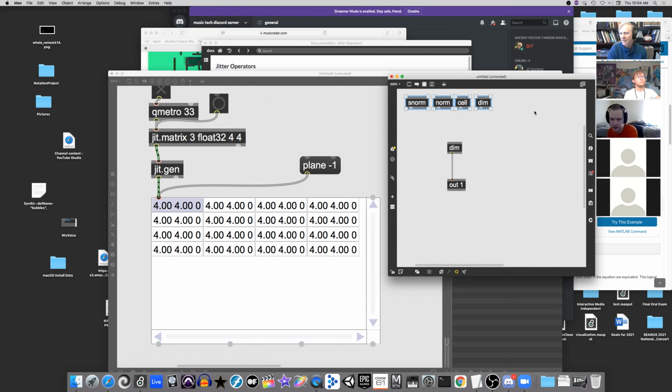Cell is the index of the cells, rather than the contents. It's the column and row number, and of course when we start talking about more dimensions than 2, it's harder to talk about it that way. And then dim is just the dimensions. So that's the basics.